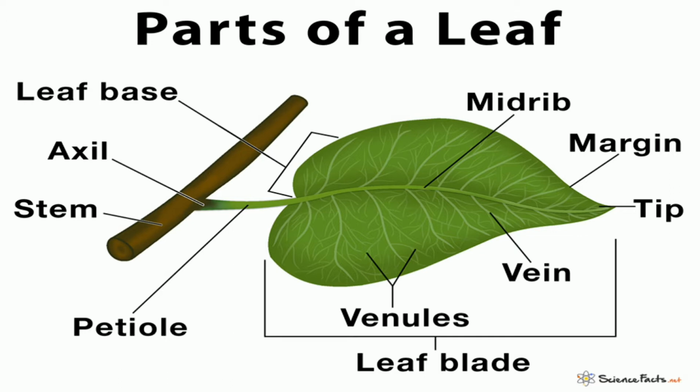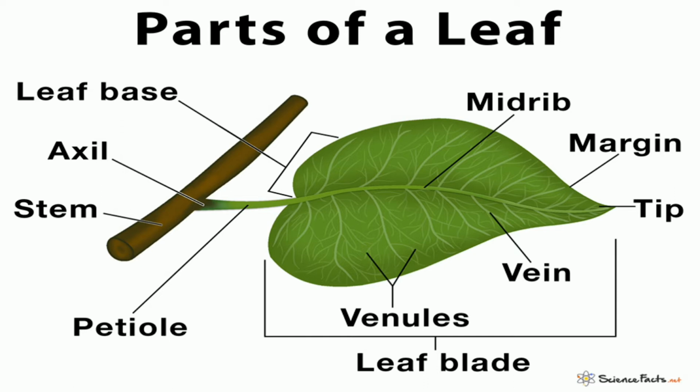The portion of the leaf attached to the stem is called the leaf base. Small leaf-like structures near the leaf base are known as stipules. Some leaves have stipules and some do not have stipules.